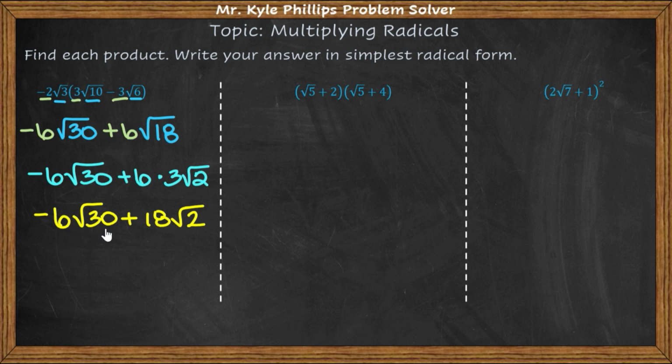And since these radicals are not the same, you cannot add these right here. And 30 cannot be simplified any further. So this is going to be our solution.